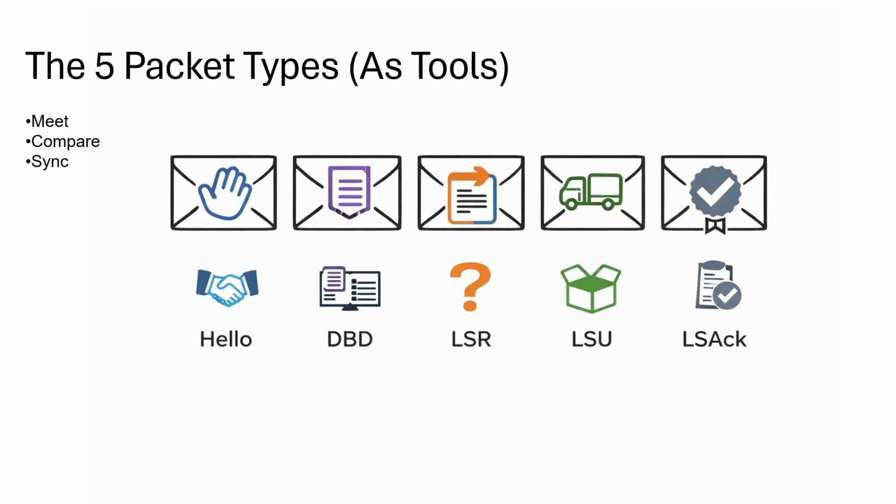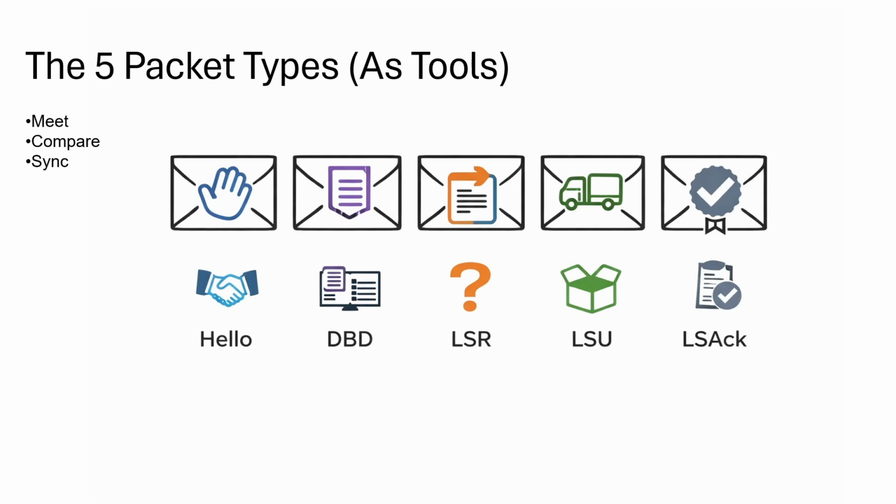Now, let's define the 5 packet types in plain terms. But don't memorize just yet. You will see them in action right after. So number 1, hello. Discovery and relationship maintenance. I'm here. This is who I am. These are the parameters that I expect. And hellos do not carry topology. They create and maintain the relationship that allows topology exchange.